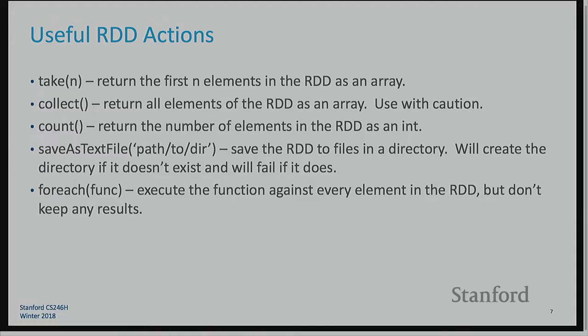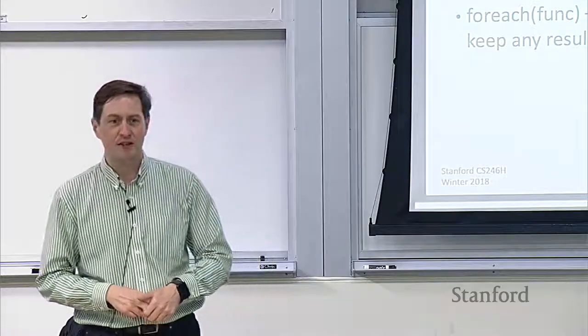Collect is take on steroids, so collect returns you everything. Be careful with collect. If you've got 100 elements in your RDD, collect it all day. If you've got 2 petabytes of data in your RDD, be careful, don't collect that. Not gonna go well, okay? Count just returns you the count, also a useful debugging tool. Save as text file is what you do with that 10 petabyte RDD. And typically you would want to save it in HDFS because you typically don't have that big of a hard drive.